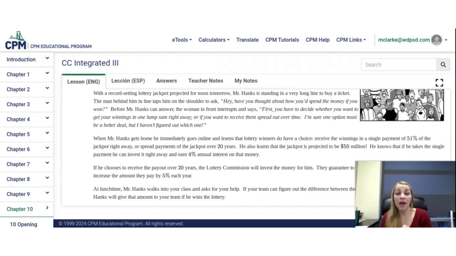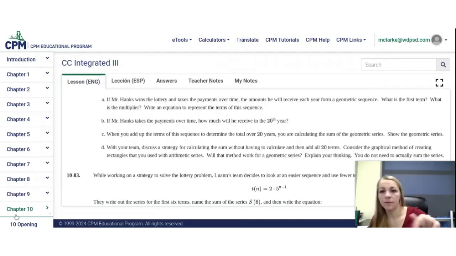Are you willing to wait 20 years for your money? Or is this something that you're going to want more immediately? And then another question I want you to discuss is which one do you think will make more money? Okay, so take about 1 to 2 minutes, have that conversation with your team. Okay, so now that you've had the discussion, let's go and answer these questions.